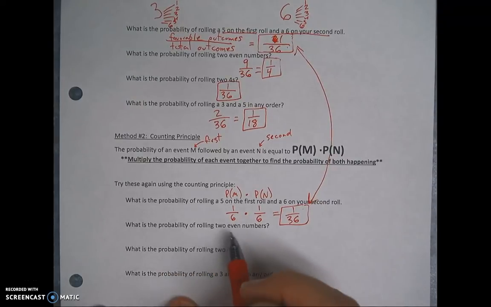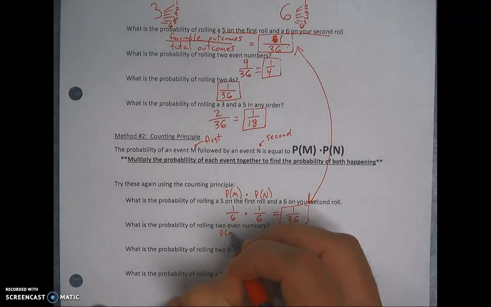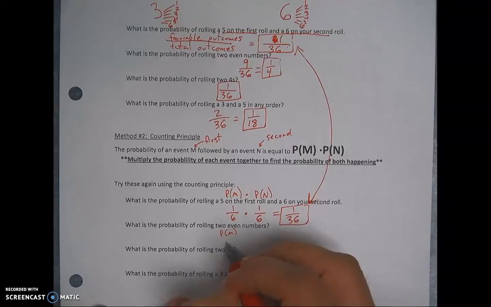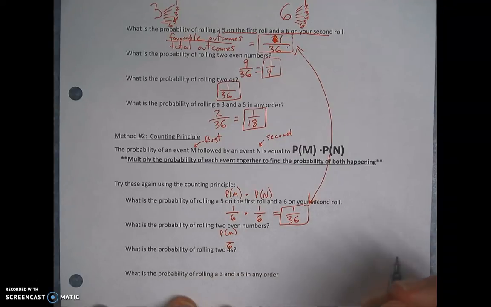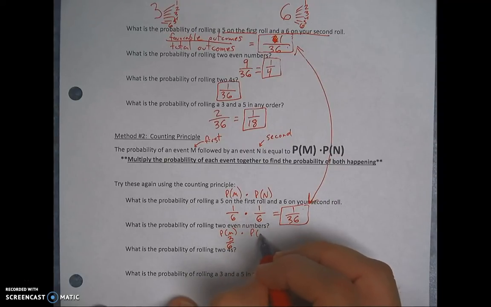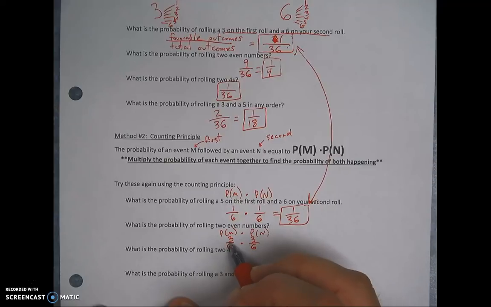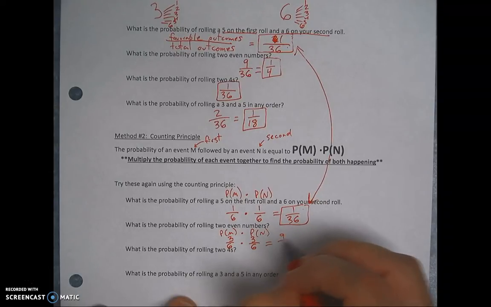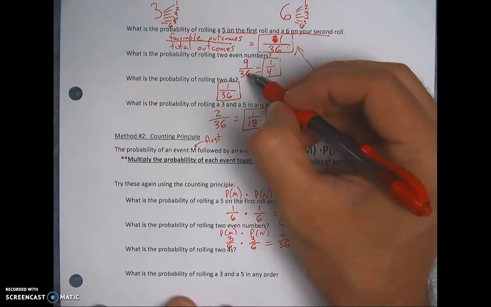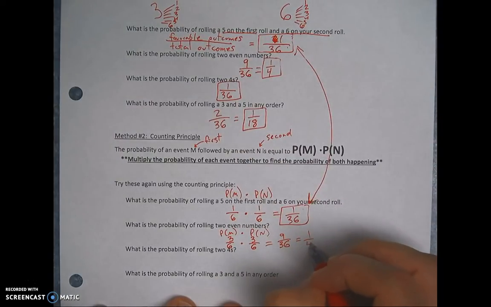So next one, what's the probability of rolling 2 even numbers? Just on one dice, event number 1, rolling an even number. There's 6 numbers on the dice. How many of them are even? 2, 4, and 6. That's 3. So 3 out of 6. You're going to multiply that times the second event. On your second dice, we also want to get an even number. There's 6 options, and 3 of them are even, 2, 4, and 6. So I'm going to multiply the probability of an even on my first times the probability of an even on my second. And that gives me 9 out of 36, which is what we started with up here. And that simplifies down to 1/4.